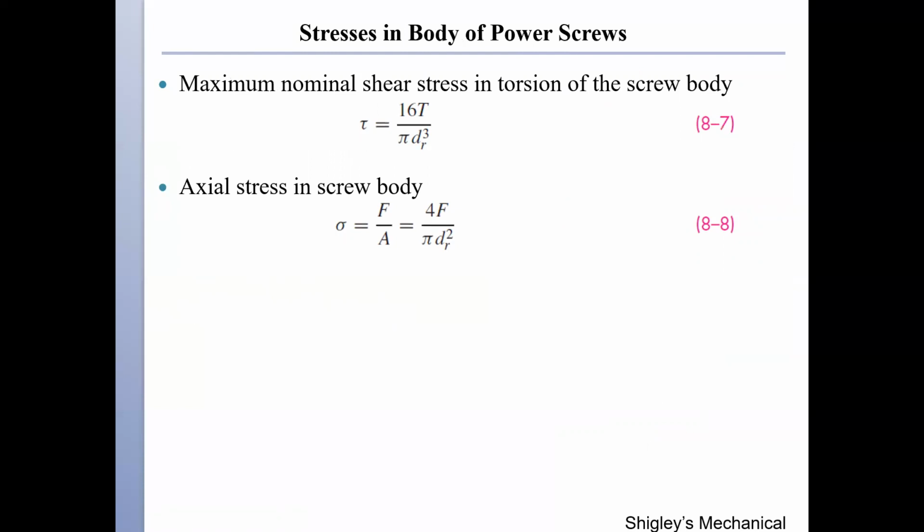After doing that, we started looking at the stresses in the body of a power screw. When the body is supporting a force, that force puts it in compression as an axial force. So we ended up getting sigma equal to the force divided by the area, and for the area here we used the minor diameter d sub r. So we have 4F divided by pi dr squared. But remember that this is a compressive axial stress within the body of the power screw.